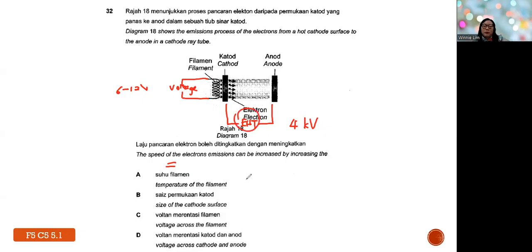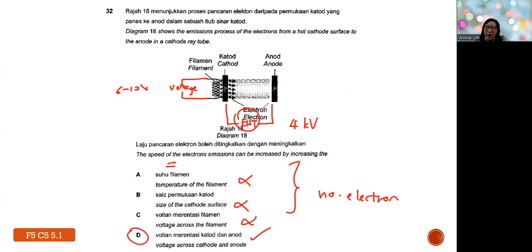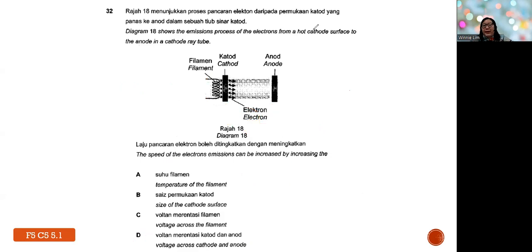Now you want to increase the speed, and it is affected by this factor. Temperature of the filament, no, because this will affect the number of electrons, not the speed. Size of the surface also affects the number of electrons. Voltage across the filament, also no, this is all regarding the number of electrons. What affects the speed is the voltage across, the extra high tension power. If you have high strength, then only you can accelerate the electron.